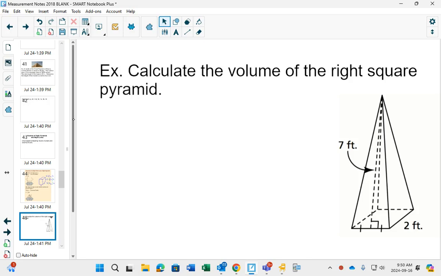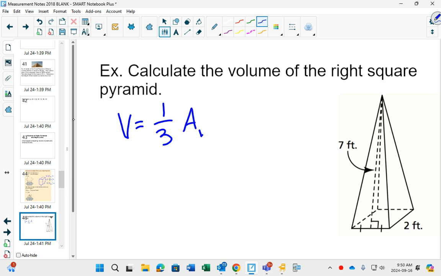Calculate the volume of the right square pyramid. With volume questions, we are going to use formulas often. Whereas with surface area, sometimes you had to open it up, make the net and find a whole bunch of things separately. Volume formulas we can find directly. So we have a pyramid, so it's going to be 1/3, and I'll go to your formula sheet and write out exactly how it's written.